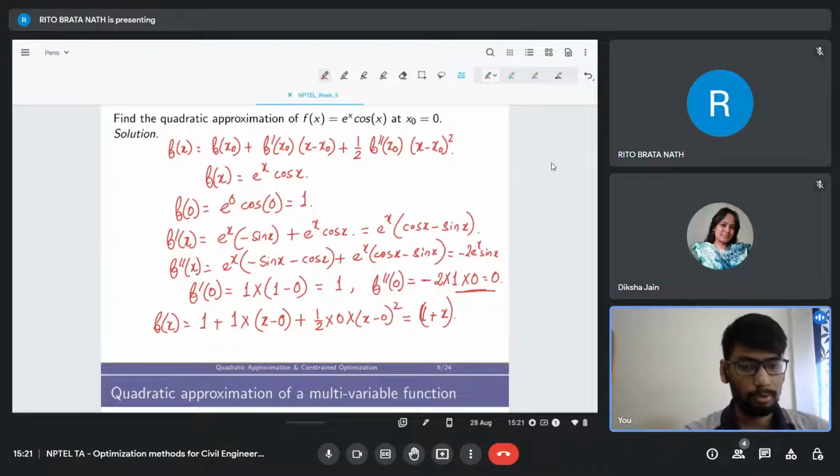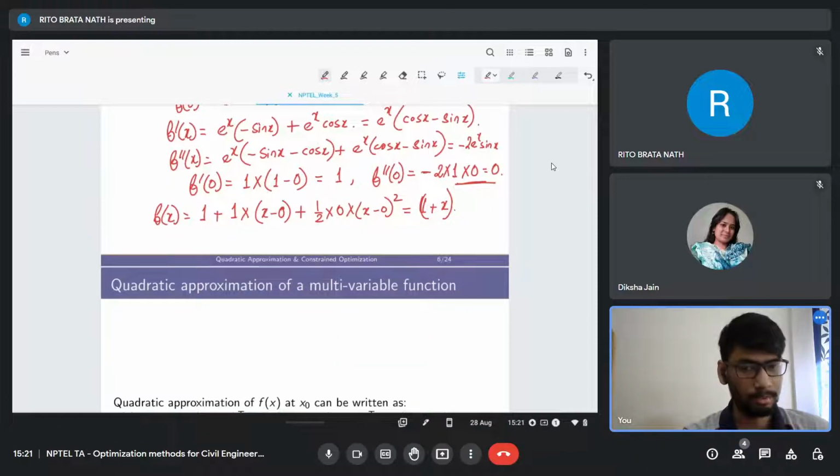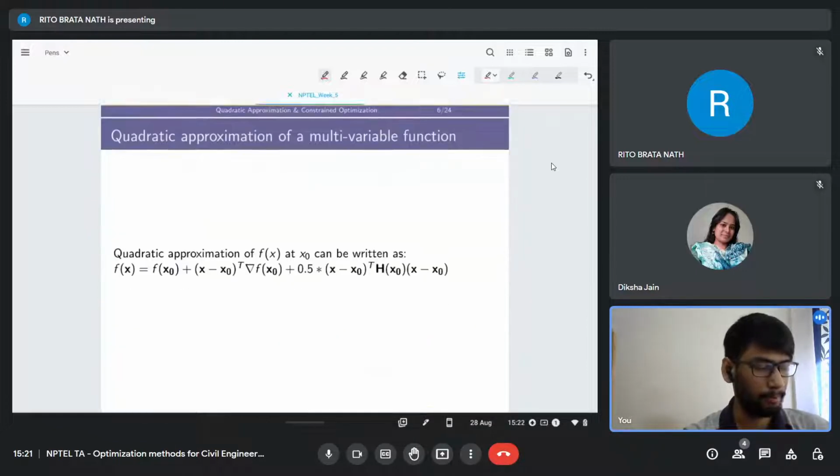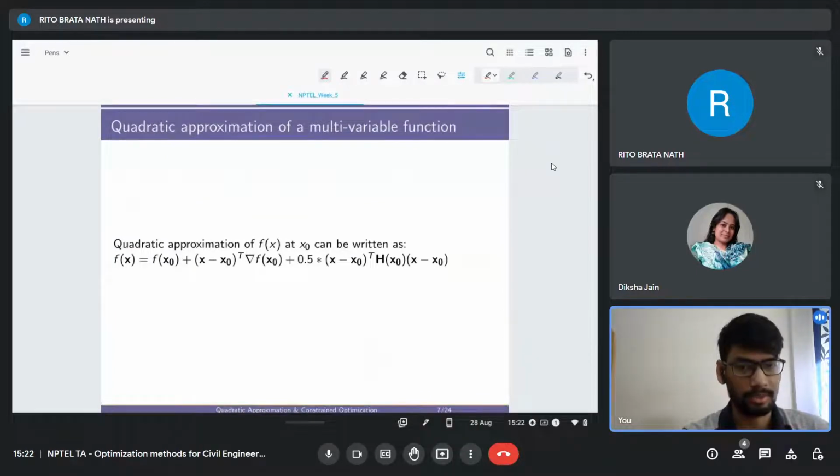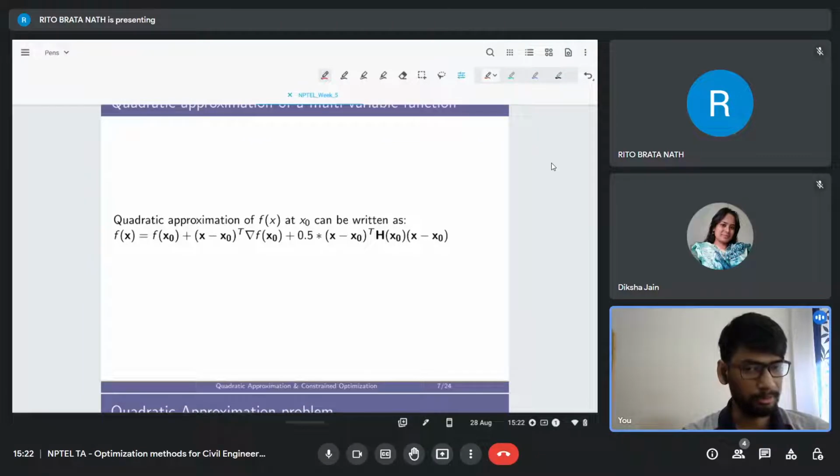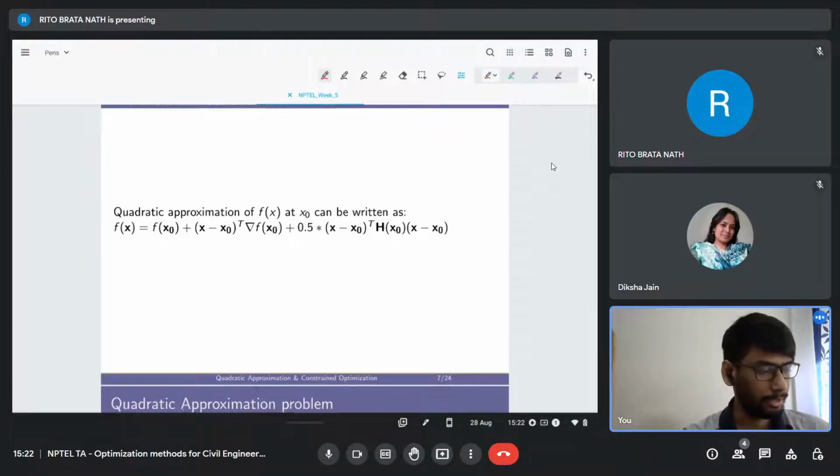So I'll now go to the quadratic approximation of a multivariable function. Probably I'll ask if you have any doubts, or maybe I'll solve the problem and ask you for some specific value while solving. And hopefully others will also be joining later.